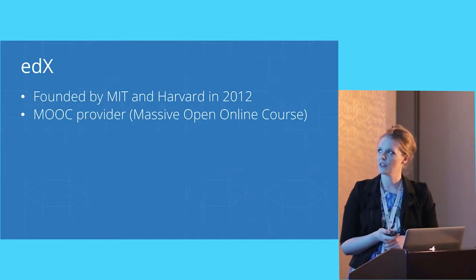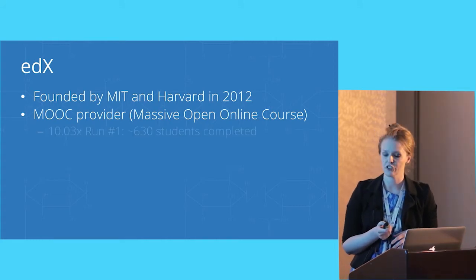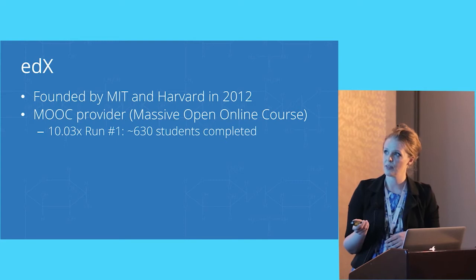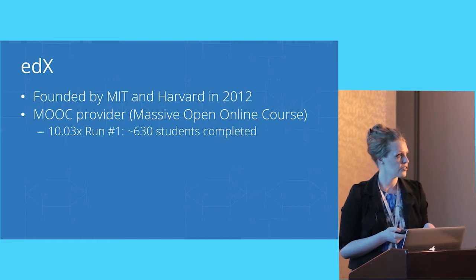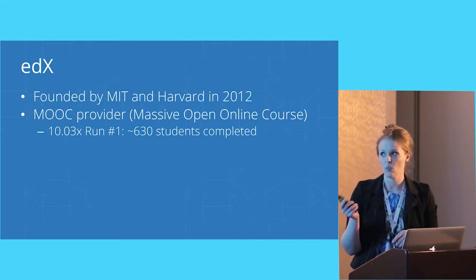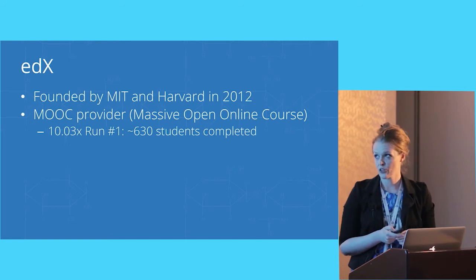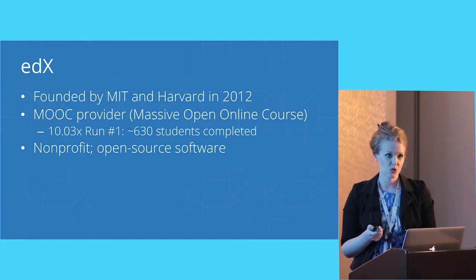It stands for Massive Open Online Course. And it gets the term massive mainly because of the large audiences that they reach. So to give you a sense, the first time that 1003X was run, 630 students completed the course. And to put that in perspective, if we consider the average number of students who take an on-campus course to be about 30 students, that means that an on-campus course would have to be run 21 times in order to reach the same number of students that one online course reaches. So MOOCs reach large audiences, and they're open or free to students throughout the world.